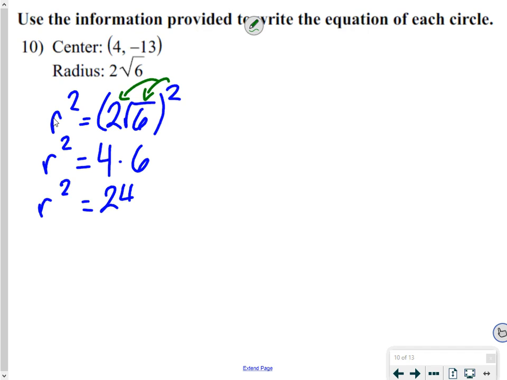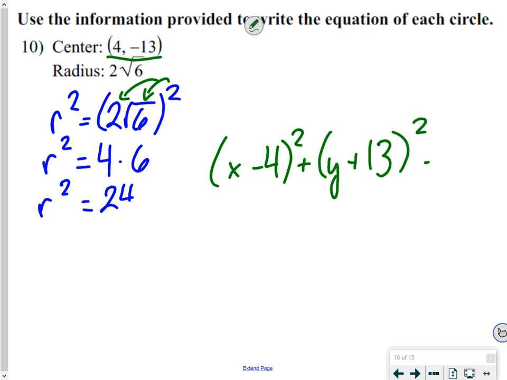All right, so in that case, we've got the center. Now we have the radius squared, so now we can write this equation. That's the quantity x minus 4 squared plus the quantity y plus 13 squared equals 24. Awesome sauce. Boom, accomplished. All right, next one.